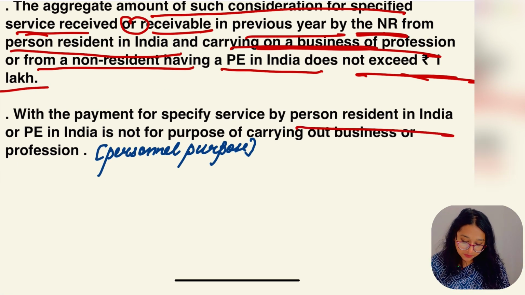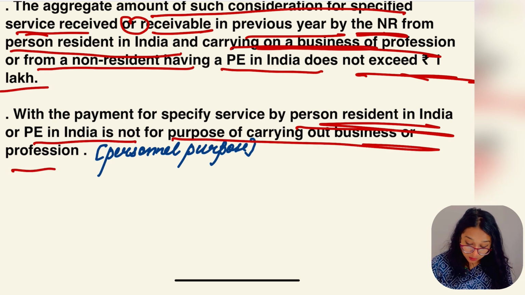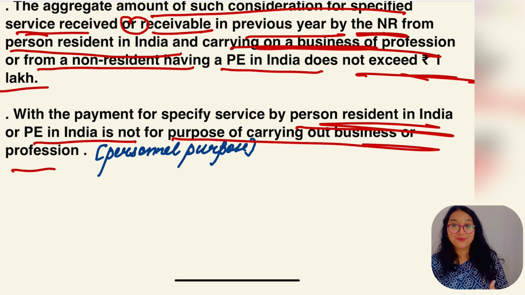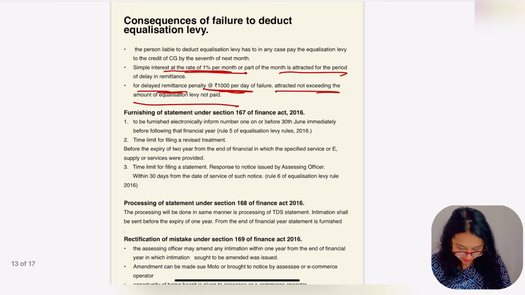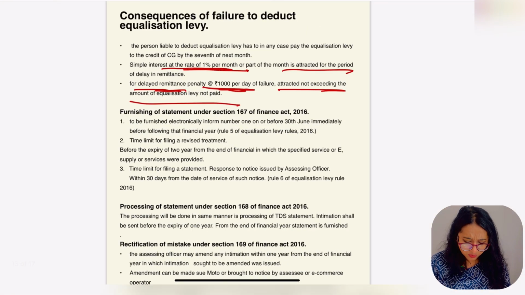Is that clear? Yes, this is super clear now. With a payment for specified service by a person in India or PE in India is not for the purpose of carrying out business or profession, which means personal purpose. He's using it for personal purpose. Matrimony.com, Shadi.com, whatever.com, everything. So hope this part was clear.